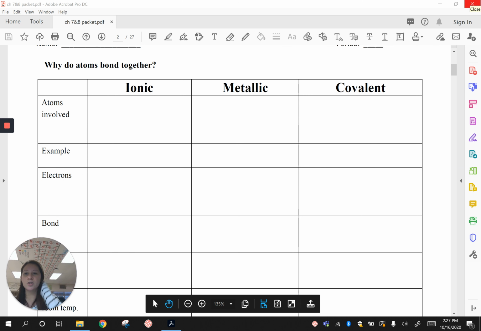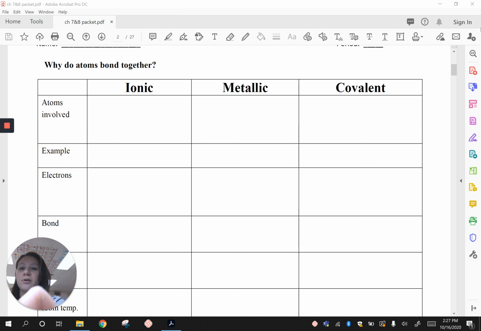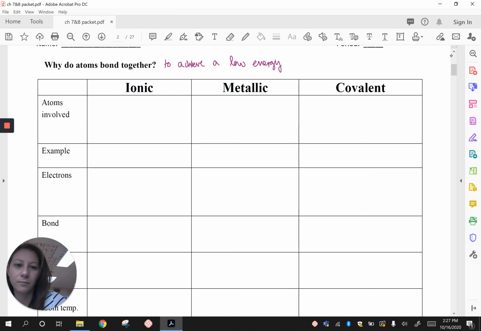So first, why do atoms bond together? Well, the reason why they bond together is to achieve a low energy configuration. Nature prefers having low energy, and so noble gases, for example, that are not very reactive, have pretty low energy. They have a stable electron configuration. All their sublevels are filled, and so that gives them a lower amount of energy, and they are more stable.